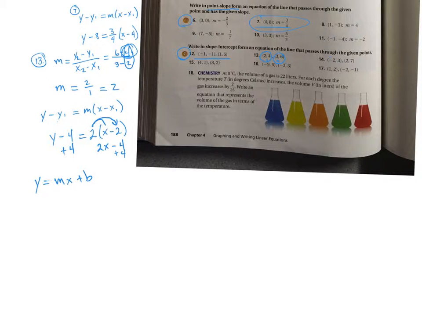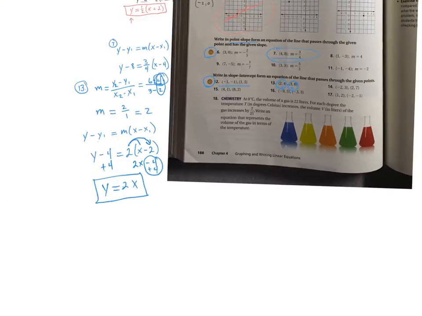And let me erase this so it's out of my way. And then y equals, my slope doesn't change. Oops, shoot. The 2x, the 4's cancel out. So here's my slope intercept form for number 13.